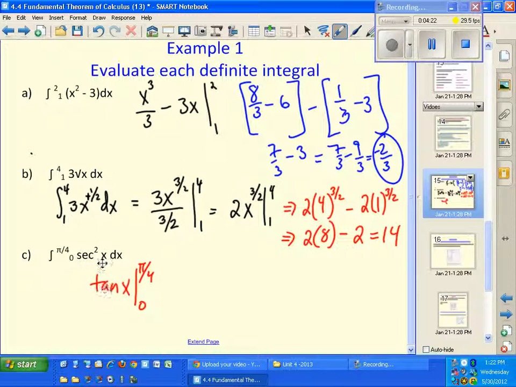So now plugging in those values, it's going to be tangent of pi over 4 minus tangent of 0. Well, tangent of pi over 4 is 1, minus tangent of 0, which is 0, so the area under that curve is 1.